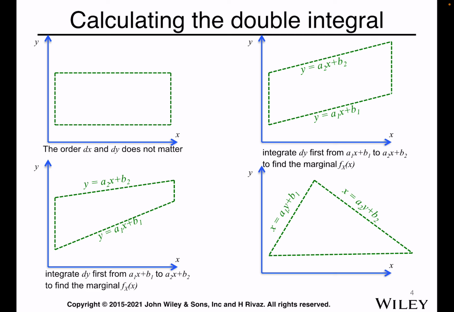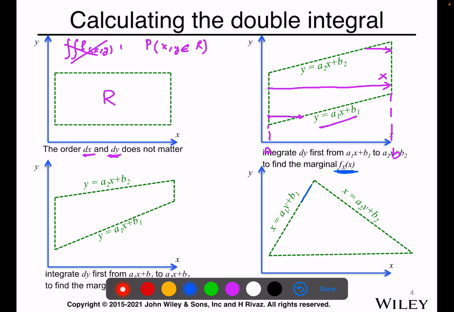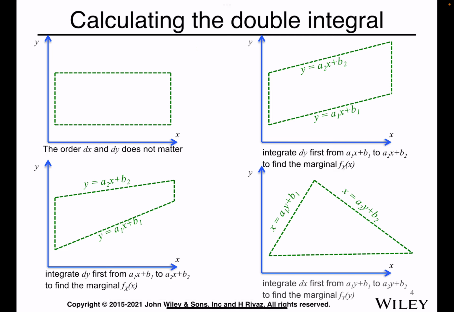Yeah, that's correct. It's easier to integrate with respect to x first, because x always varies from this line to this line. Whereas for y, depending on where you are, on this triangle you have one bound for y, and in the other triangle you have another bound for y. So in this region, it's better to integrate with respect to x first, or in other words, to find the marginal of y.